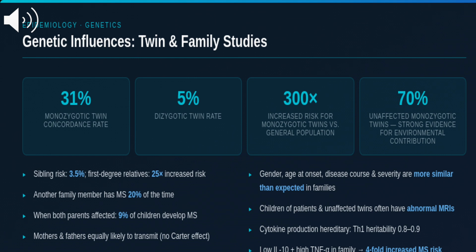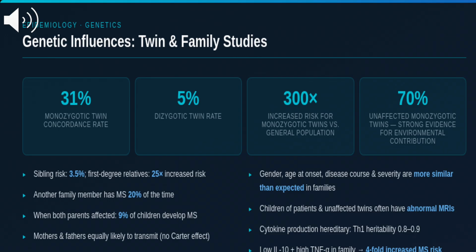This 70% discordance is the single strongest argument in all of MS epidemiology for a major environmental contribution. If MS were purely genetic, monozygotic twins would be nearly 100% concordant. Monozygotic twins carry a 300-fold increased risk compared to the general population. First-degree relatives have a 25-fold increased risk. The sibling risk is 3.5%, modest in absolute terms, but large relative to a background prevalence of 0.1%. When both parents are affected, 9% of children develop MS, and this calculation informs genetic counseling for patients planning families.